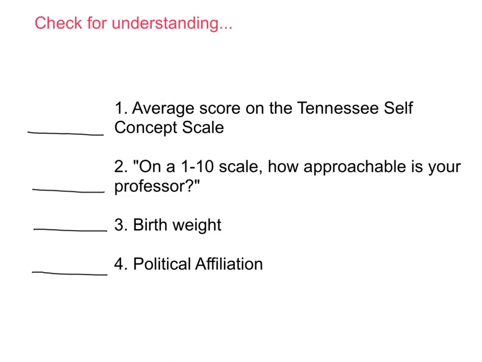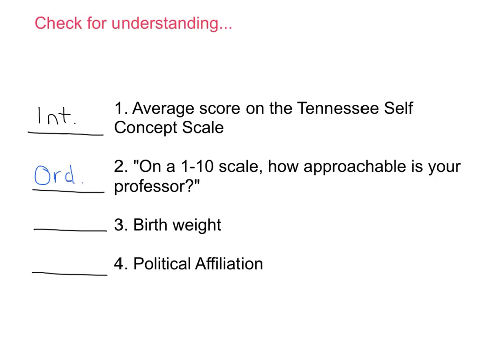So the answer for the Tennessee Self-Concept Scale is interval, and the reason is because it's got those 10 items, and when we average Likert scales, we're going to have an interval level of measurement because there's no absolute zero, there's no true 0 point, but we still know the difference between a 1, a 2, a 3, and a 4. For number 2, on a 1 to 10 scale, how approachable is your professor? Well, your definition of a 10 might be very different from another person's definition, but we still have a ranking. A 10 is better than a 9 is better than an 8. So that's going to make this one an ordinal level of measurement.